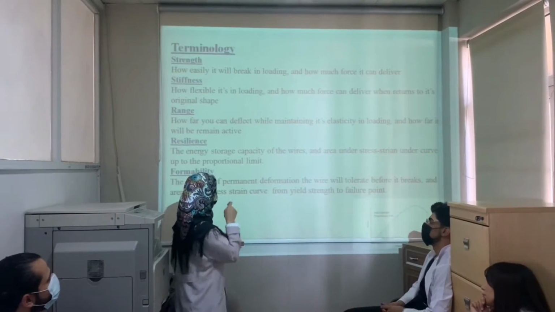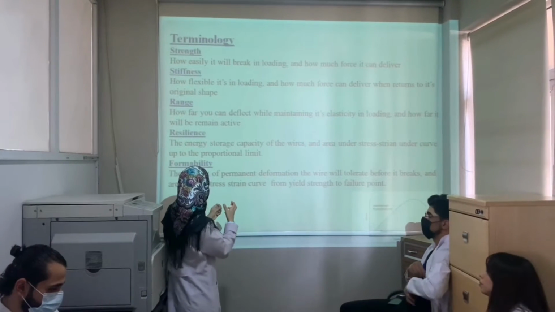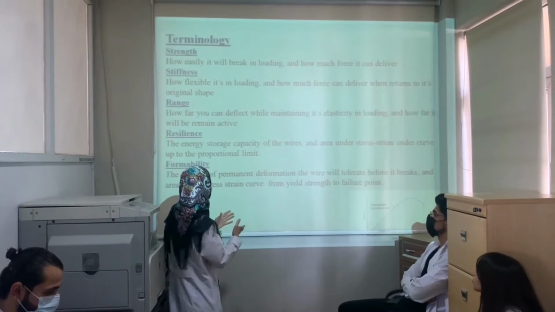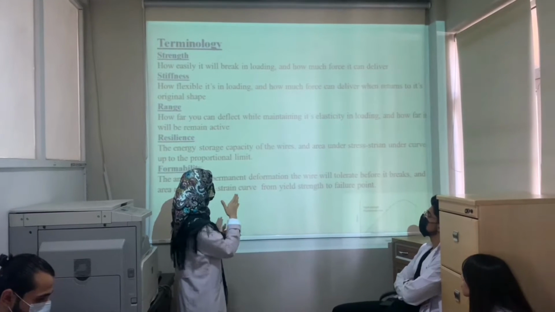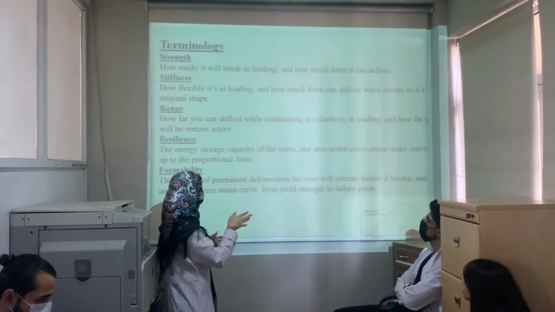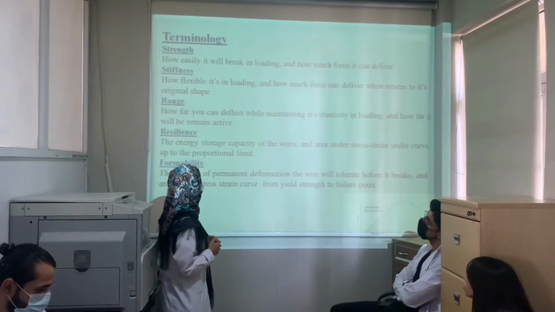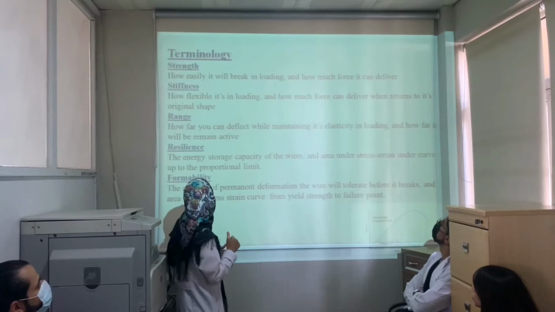When we activate the wire, when we engage the wire on the bracket, how easily does it break, or if it is strong, it cannot break easily. And in deactivation, how much force can it deliver from the bracket to the tooth. And we have stiffness. Stiffness is how flexible it is in loading and how much force it can deliver when it returns to its original shape.